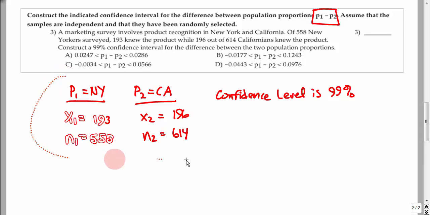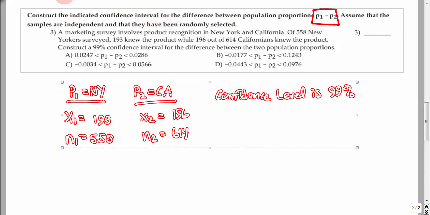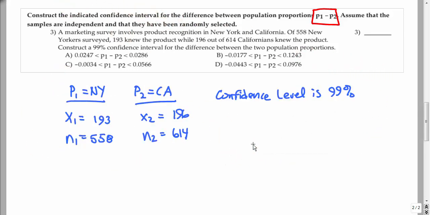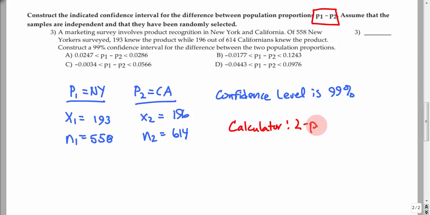Okay, so now we're going to jump to our calculators to see which test that we use. So again, I have 2 proportions, but I don't want a test this time. I want an actual interval. So I should use 2 proportion interval. So let's see if we can find that. So for our calculator, 2 proportion interval, I think is what they'll have. Let's go ahead and look it up.